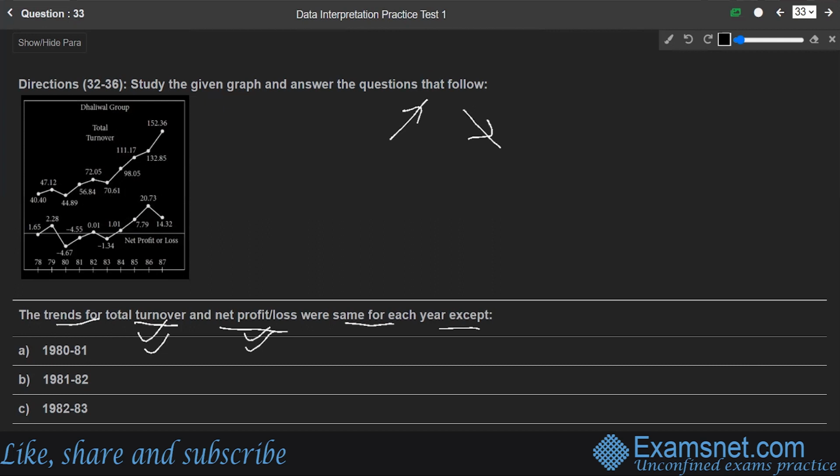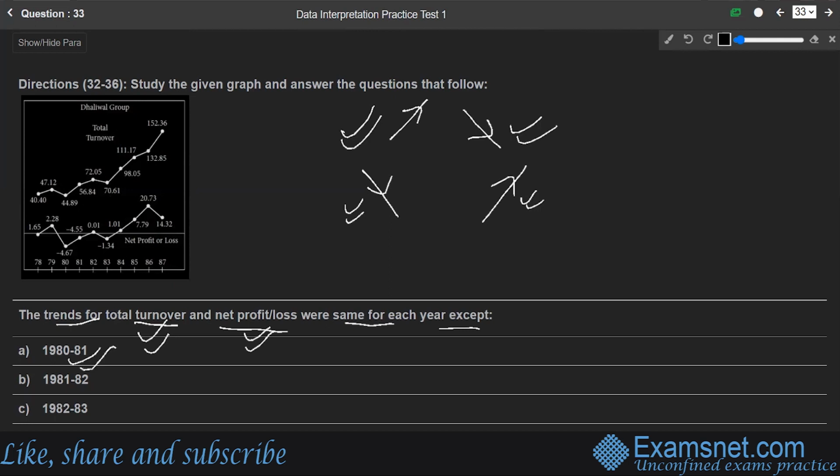That means for any particular year, the turnover might have been increasing while the net profit or loss was decreasing, or vice versa. Maybe turnover is decreasing and the net profit or loss is increasing. So for whichever year we find that the trends are different, we have to answer that. Okay, so let us see for 80, 81 only.